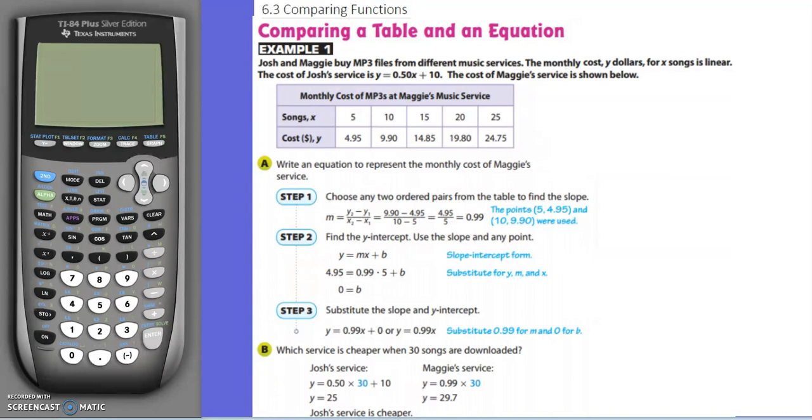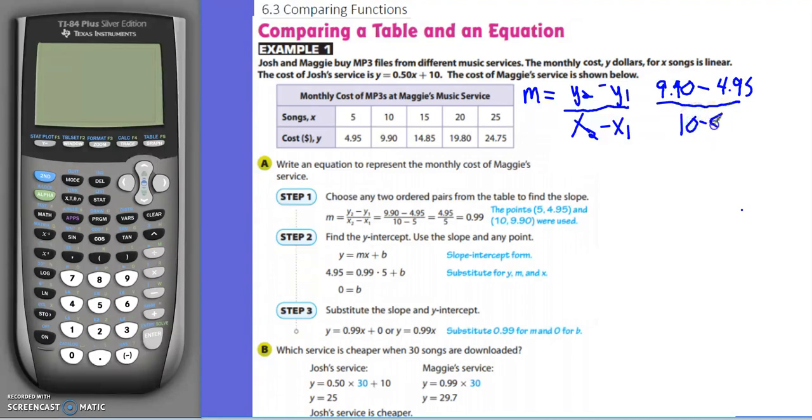So if we're doing Maggie's service, we have the slope, m, is y2 minus y1 over x2 minus x1. Alright, so if we say this is y2, 990, minus 495, and 10 minus 5.